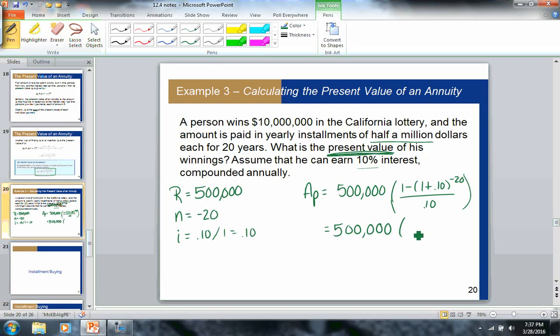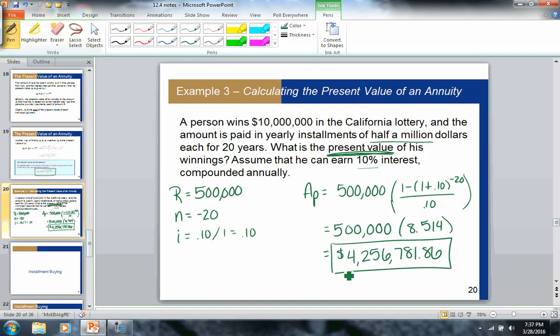If you work through that, you should get 8.514 for the part in parentheses. And then when you multiply it by $500,000, you should get $4,256,781.86. So that's the present value of the money that he would have in the future. After 20 years, he should have 10 million, but right now, that amount of money has a value of $4,256,781.86.